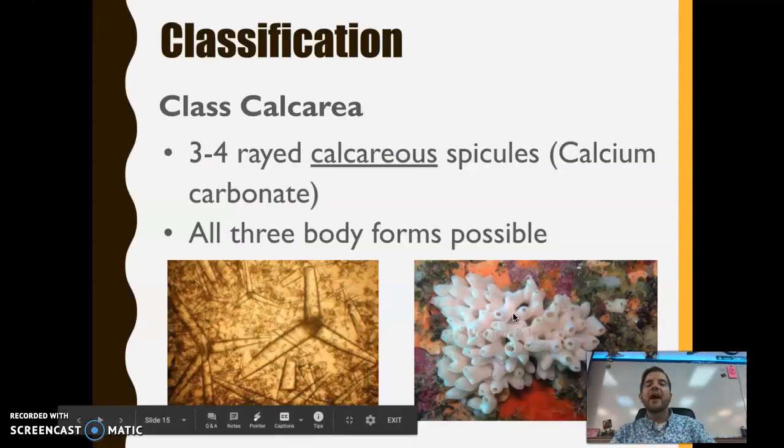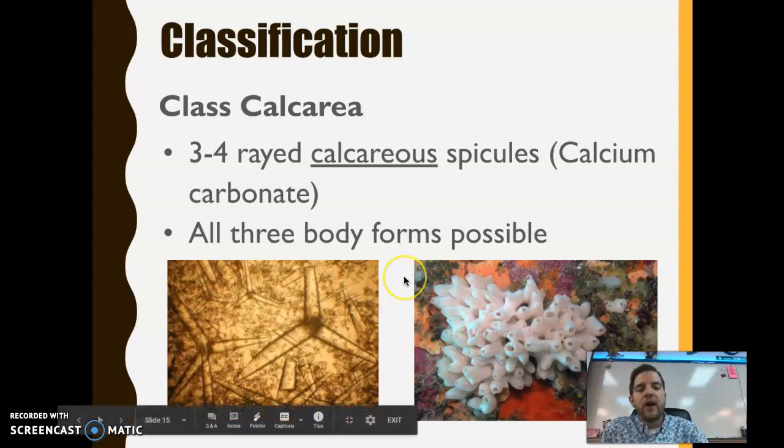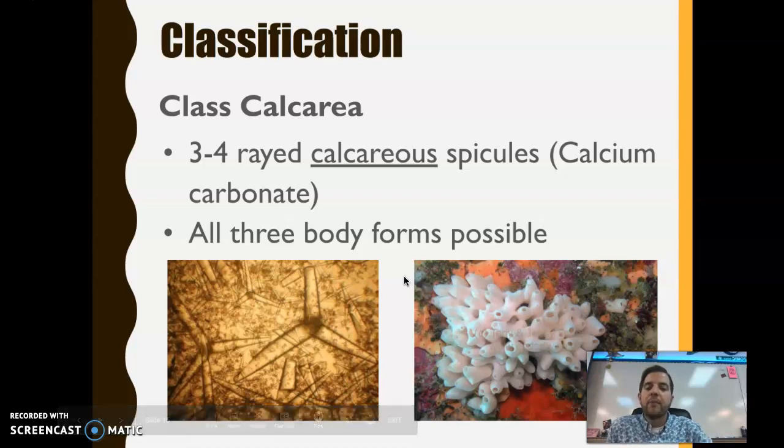So there's 3 different classes of sponges. The first is Calcarea. And a good way to remember Calcarea is that they are calcareous. They have calcium carbonate. So calcareous sponges have calcium carbonate spicules, and you can find asconoid, syconoid, and leuconoid sponges within class Calcarea, but what sets them apart is their calcium carbonate spicules.